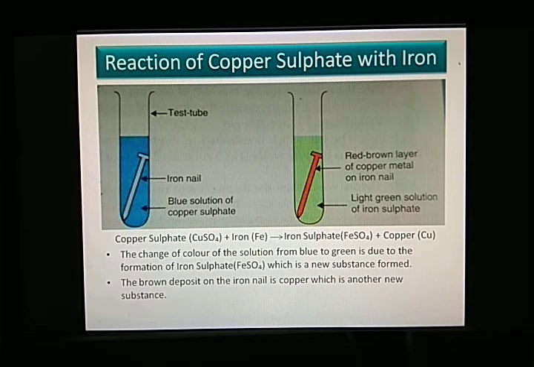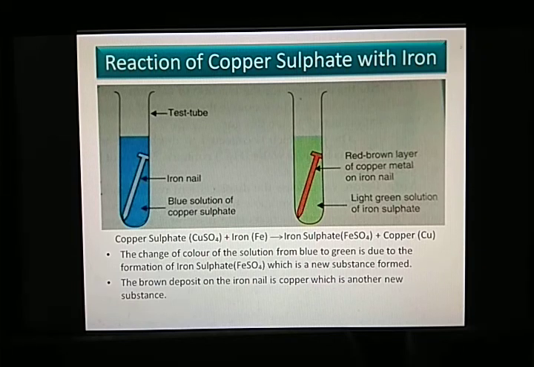The next thing we found out is why this brown color has occurred on the nail. It was colorless before, so why has it turned reddish brown? It is because of the copper that has been deposited on it. So we got two things: the color change of the solution because of the formation of iron sulfate, and the reddish brown color of the nail because of copper deposition.